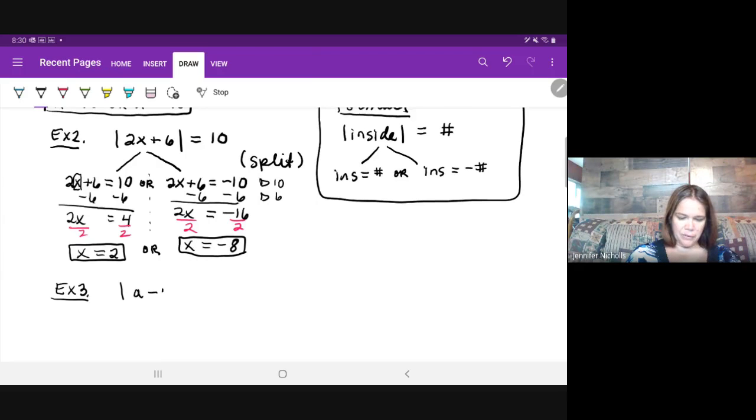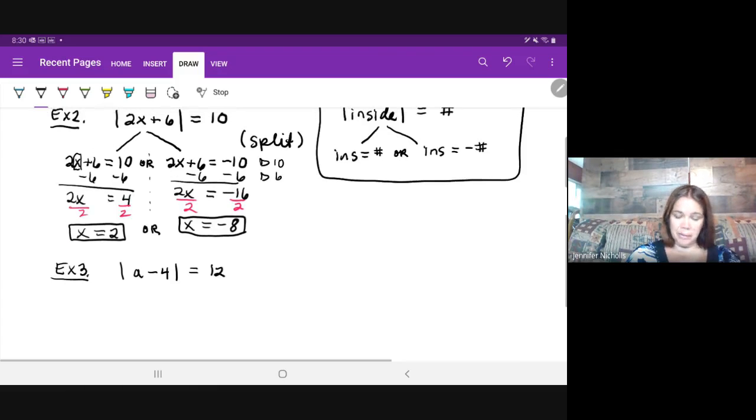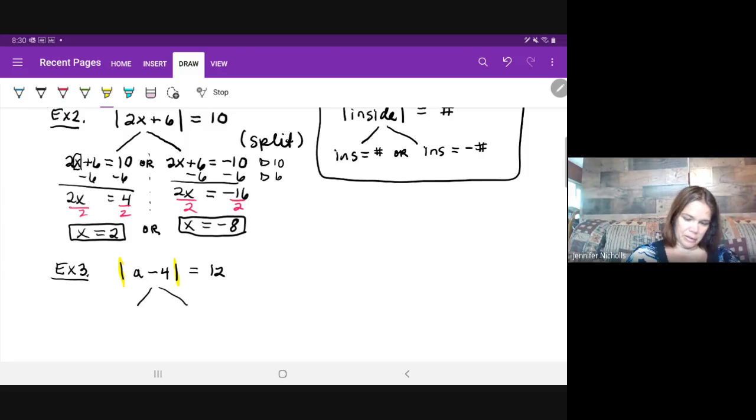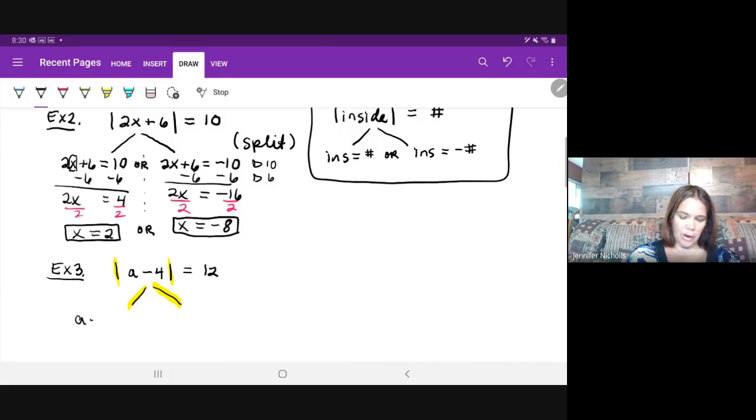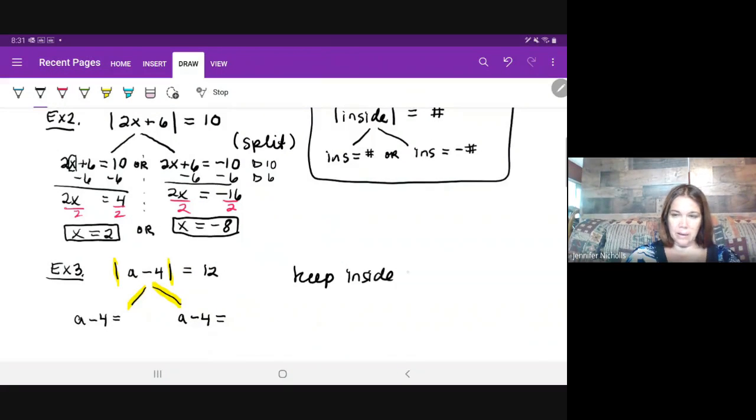Absolute value of a minus 4 equals 12. Okay, so to solve absolute values, you can think of these bars turning into the split bars. And maybe that'll help you remember that absolute value equations have 2 sets of answers. So you write what's inside, and don't change what's inside. So you don't make one a minus 4 and one a plus 4. You keep the inside the same. Okay, on one side I'm going to put 12.